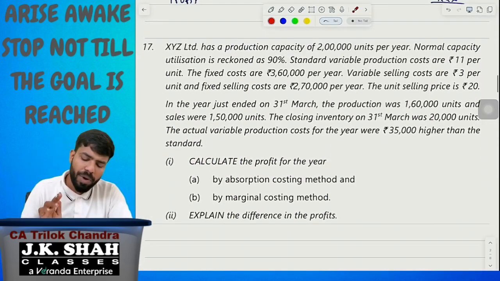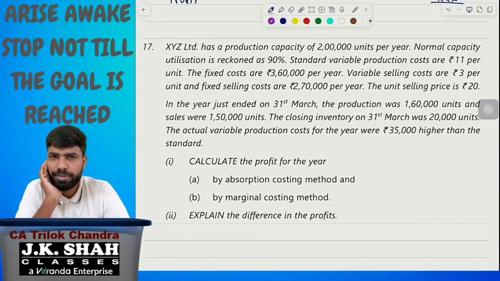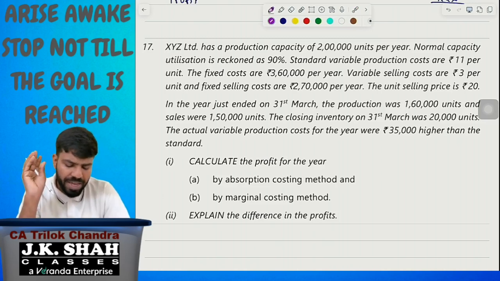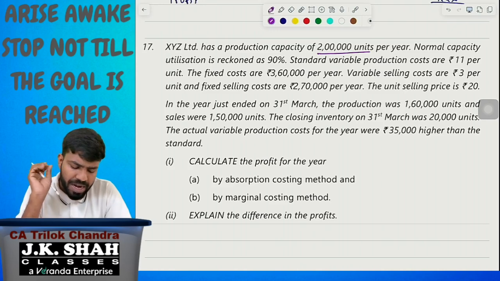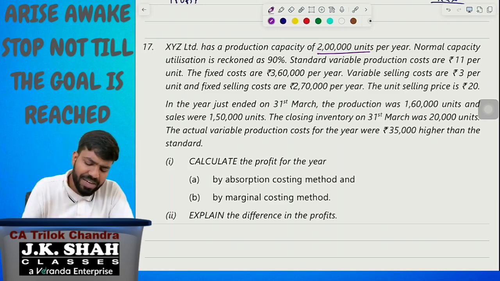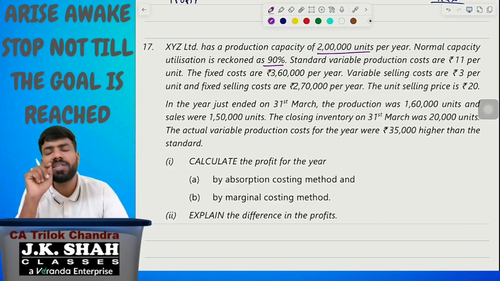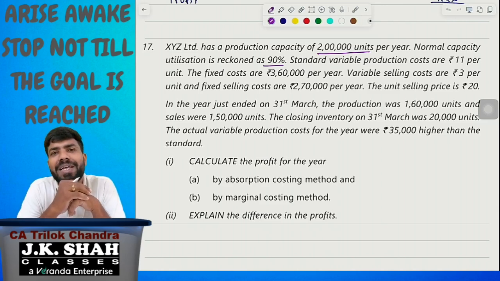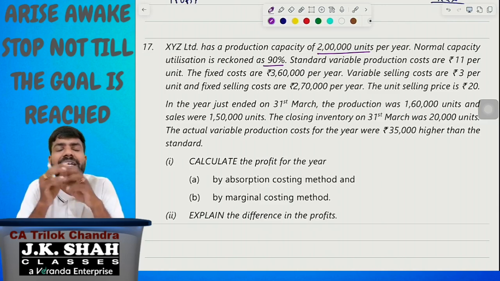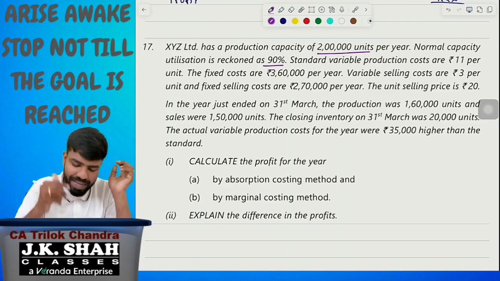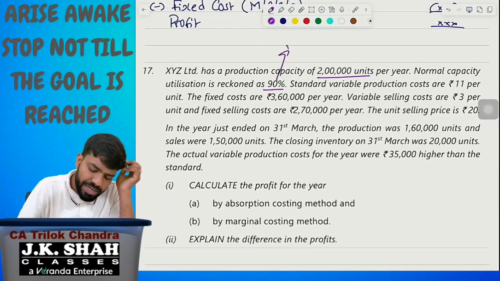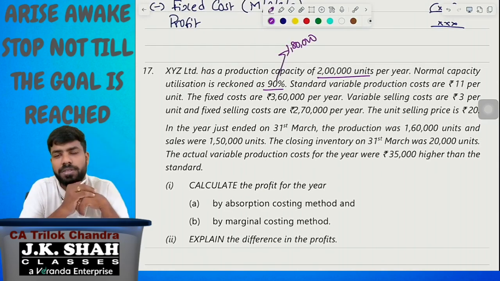Look at here. They given only one question in the study material. Let us understand the question first, then later we'll discuss about the solution. Listen to me carefully. XYZ Limited has a production capacity of 2 lakh units per year. Normal capacity utilization is reckoned as 90%. So what does it mean? The total production capacity of the given company is 2 lakh units, but normally, means on average, how many units they can produce, means 90%. Okay, 90% means 1,80,000. This 90% we can write as 1,80,000 units.